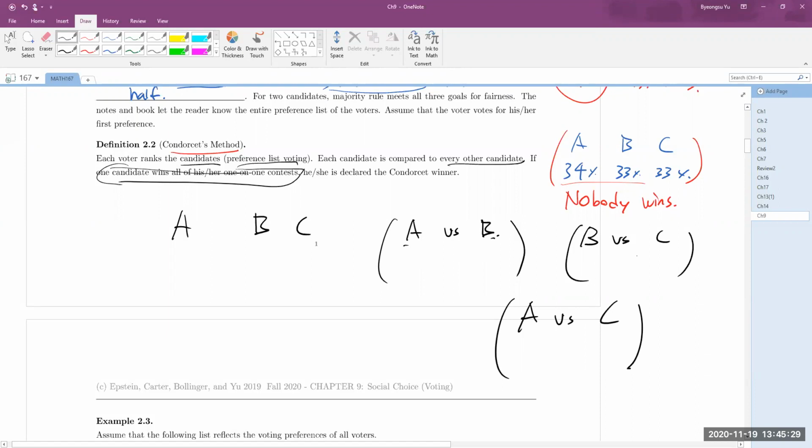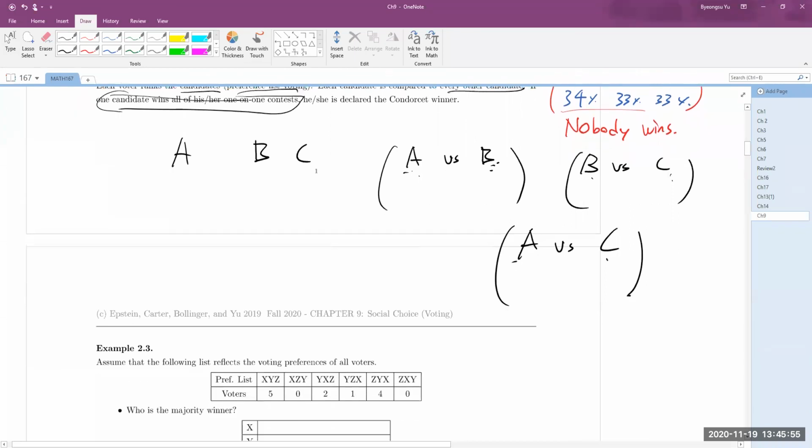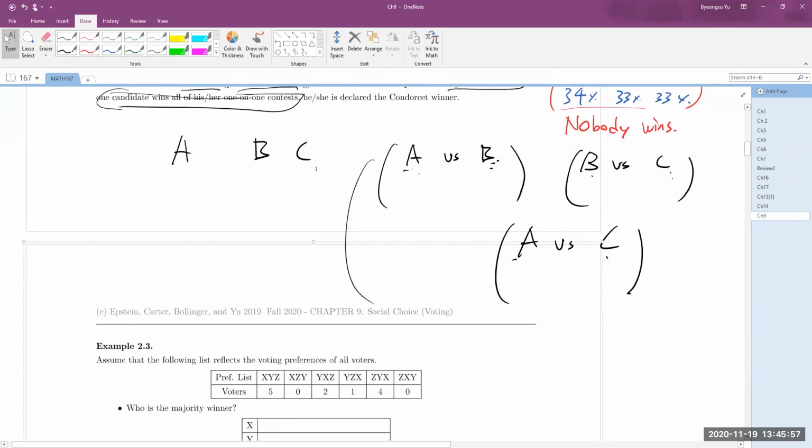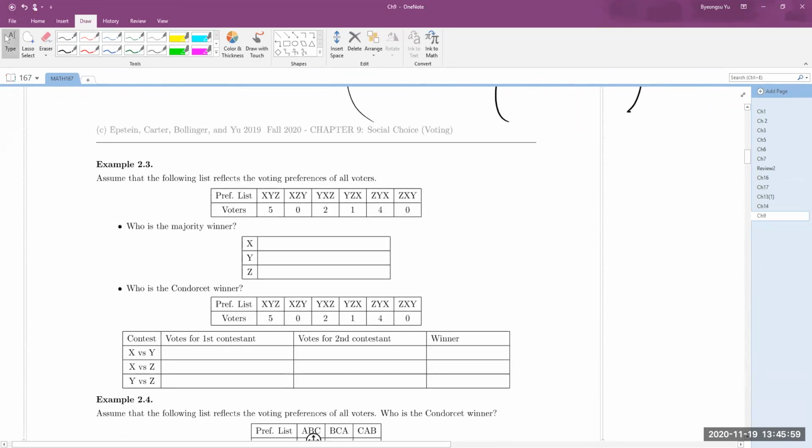So if there is some candidate who beats every other candidate in a one-on-one fight, then we can see that that one is the winner, right? But otherwise, for example, if A beats B, but B beats C, but C beats A, then in this kind of case nobody is a winner, right? So let's see some examples because it's a little bit abstract. If you see the example, then you can see what I mean.